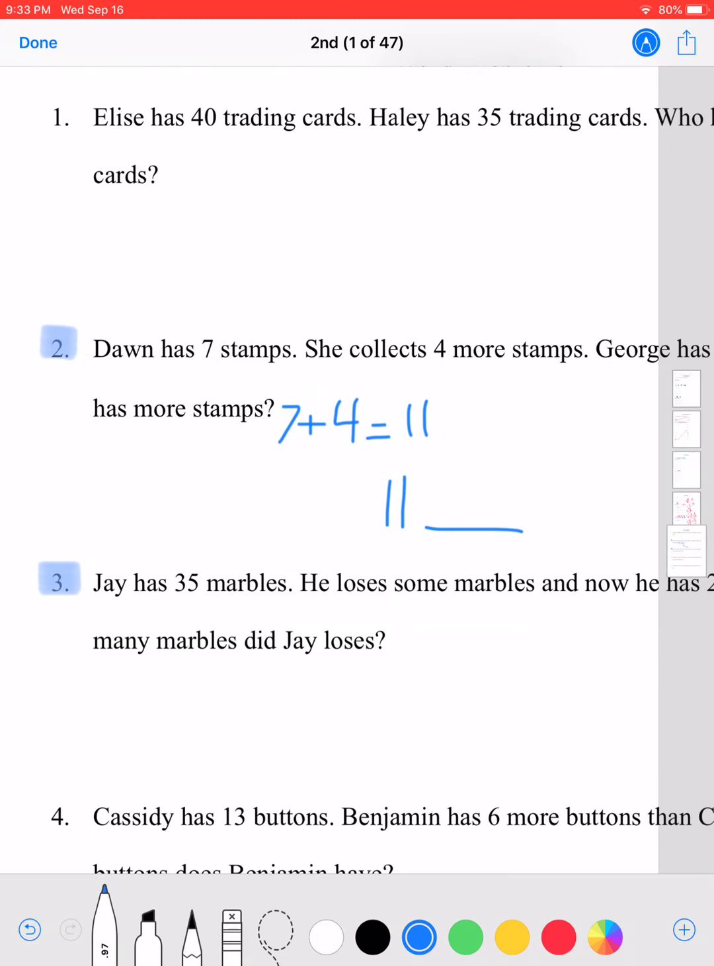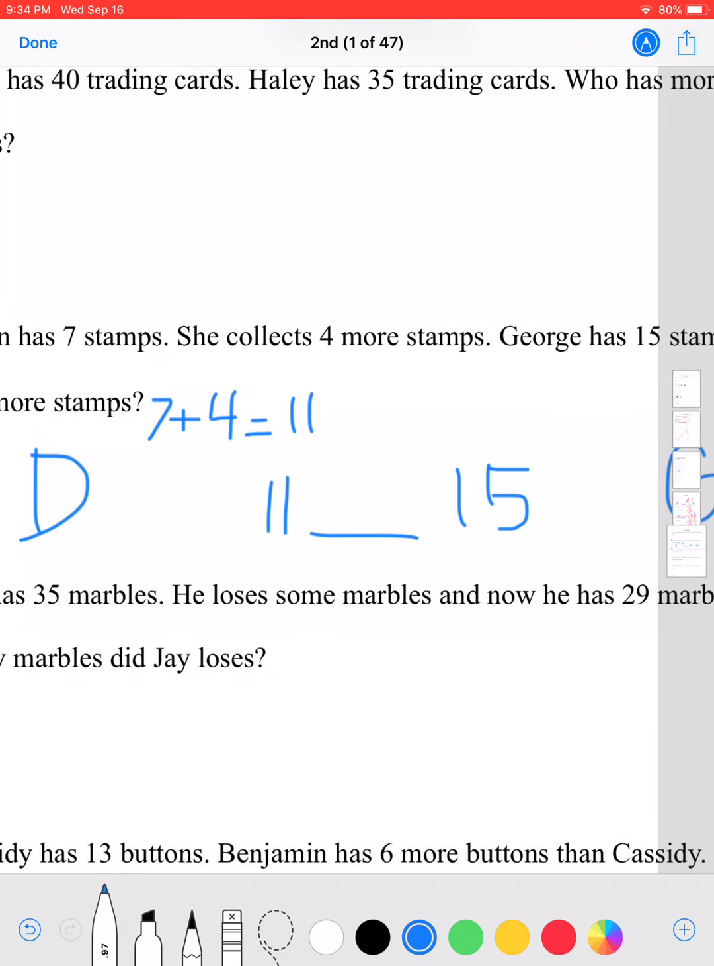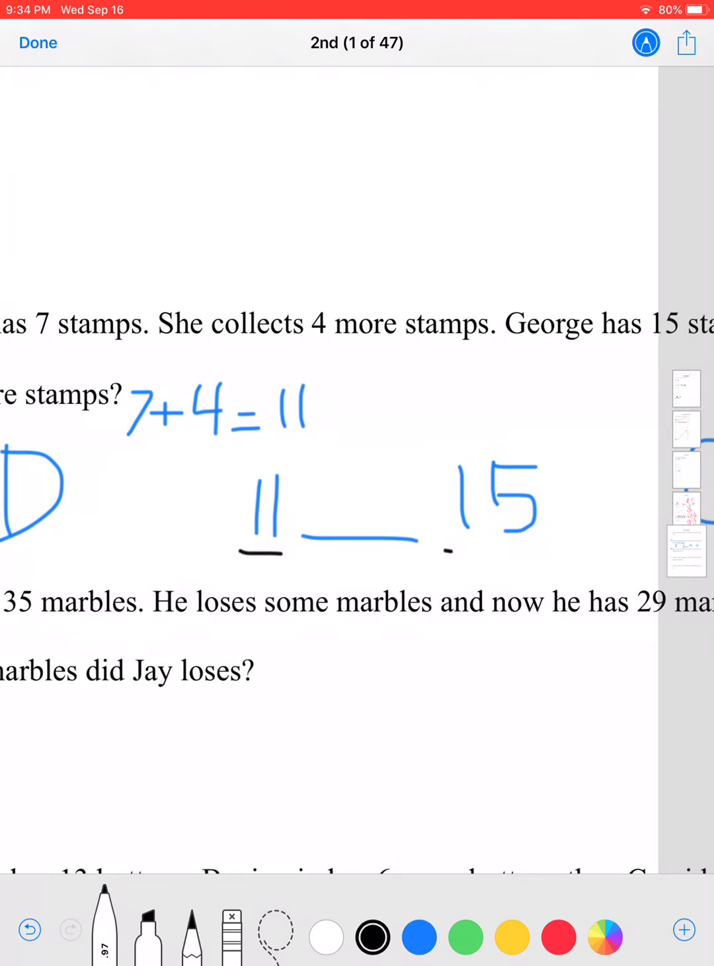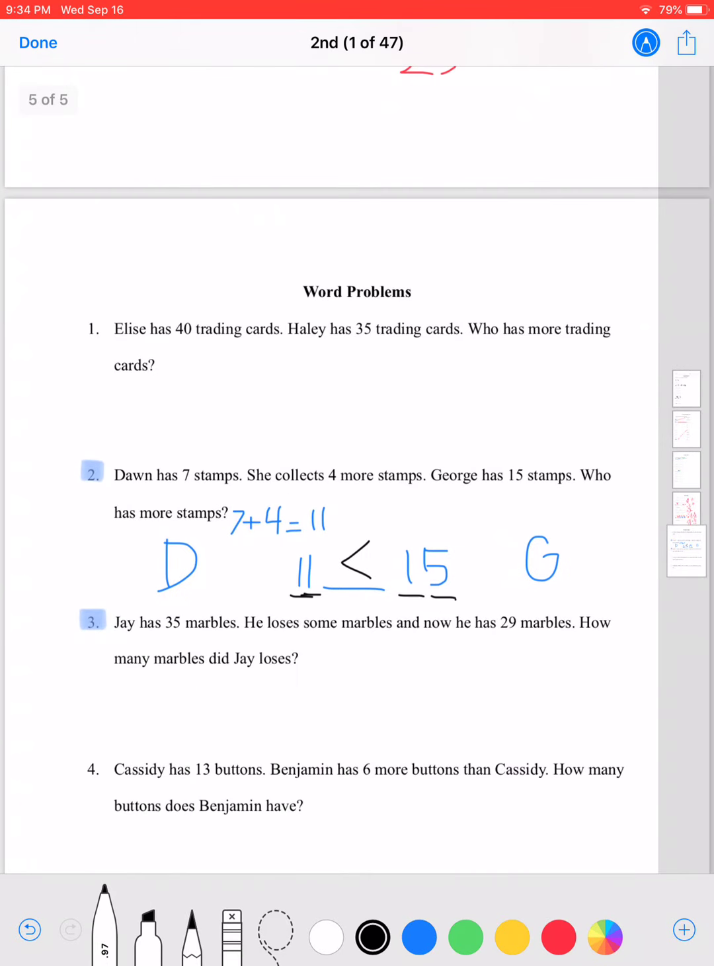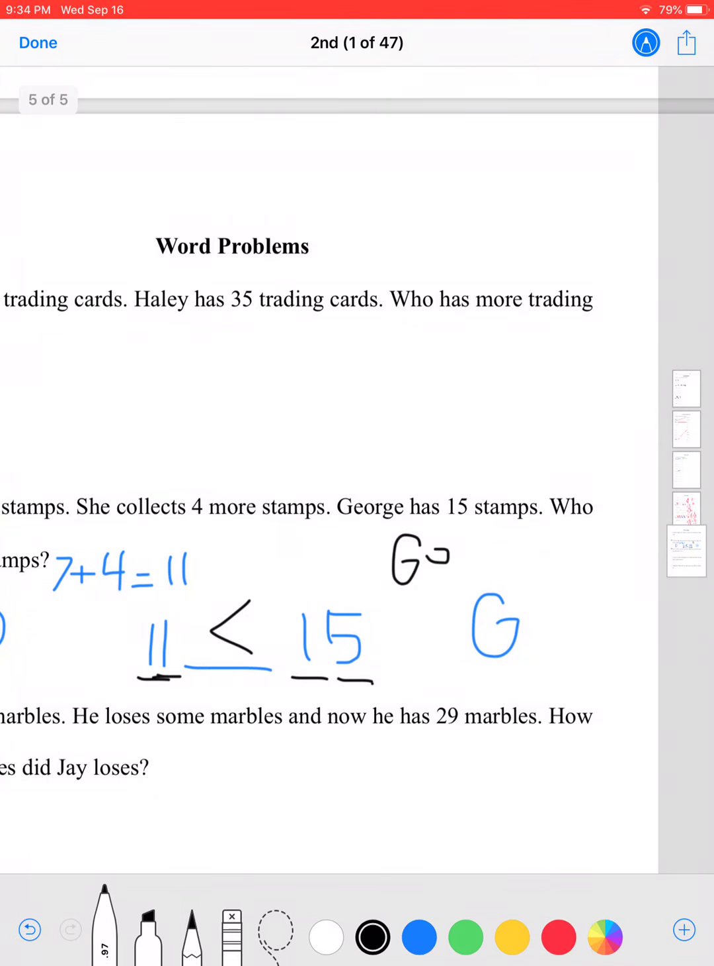We're going to compare it to George, similar to the very first thing we did. We'll put a D right here. This is Dawn, and this is George. So we know that the ones here are the same. 1 are the same. Now the next number, 1 and 5. We know that the 5 is bigger, so the math is going to eat the 15, which is George. So that means that George has more stamps. So the answer is George.